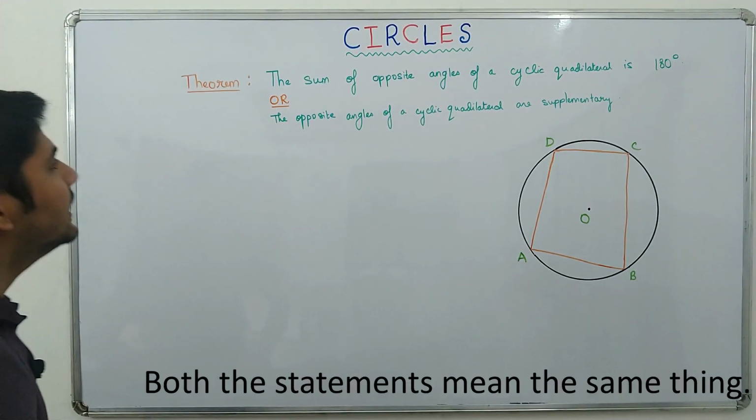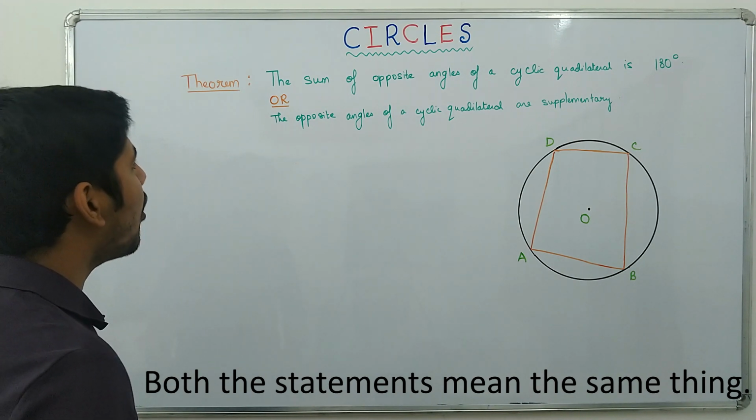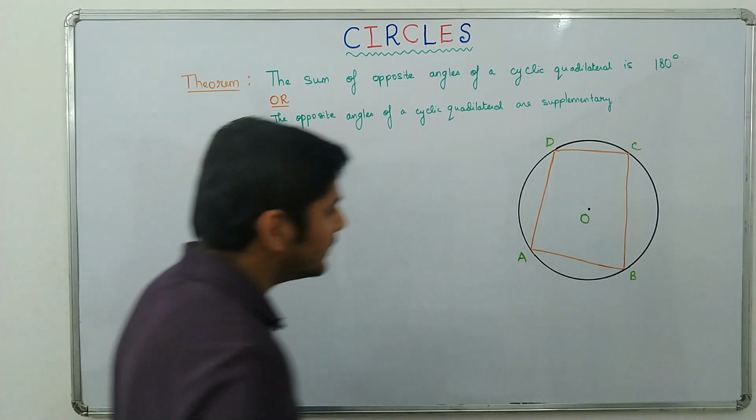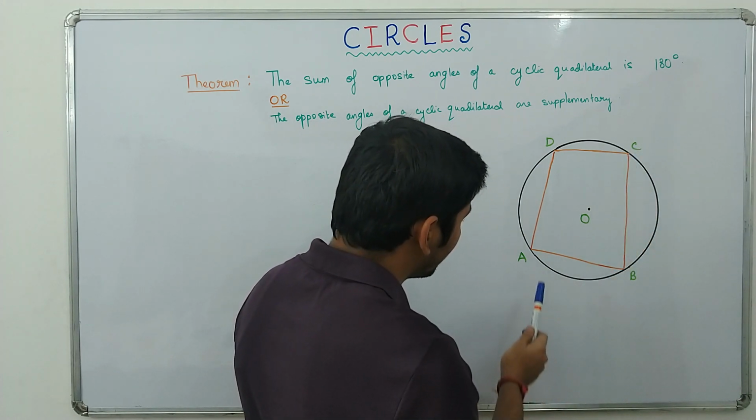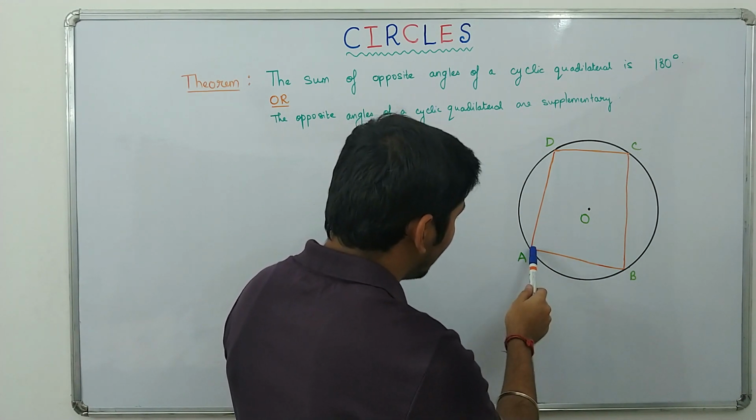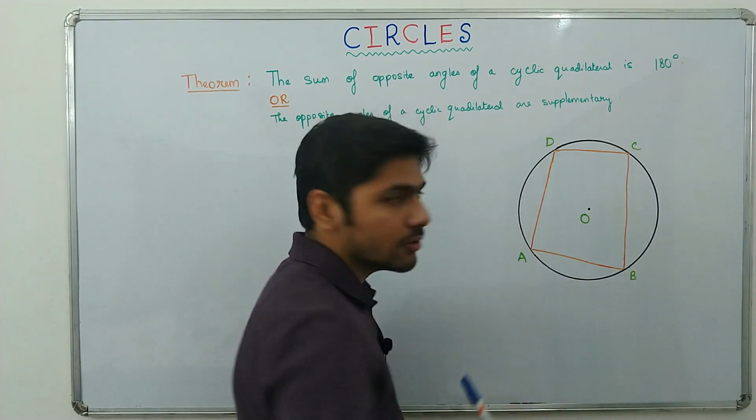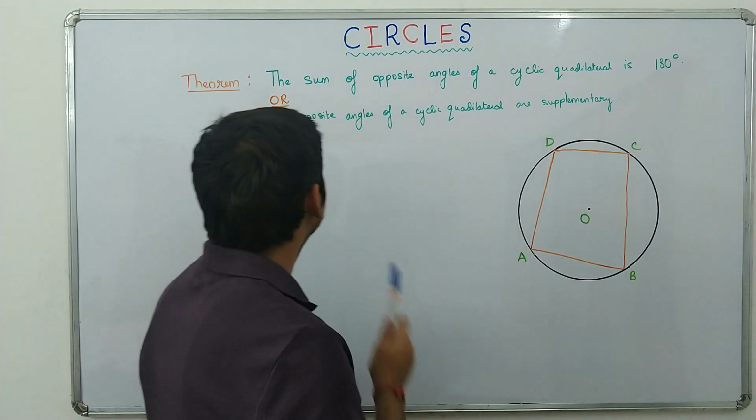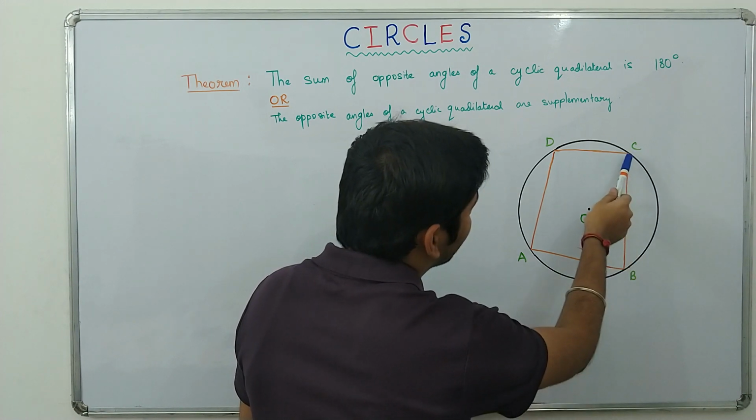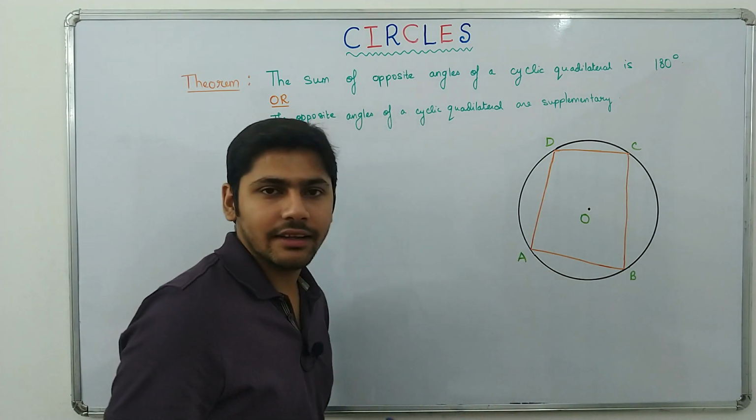What does it say? It says the sum of opposite angles of a cyclic quadrilateral is 180 degrees, or the opposite angles of a cyclic quadrilateral are supplementary. Say we have a circle over here and a cyclic quadrilateral ABCD. We can see that angle A and angle C are opposite to each other, and angle B and angle D are opposite to each other. So this theorem basically says that the opposite angles of a cyclic quadrilateral are supplementary. That means angle A plus angle C will be 180 degrees and angle B plus angle D will be 180 degrees. As simple as that.